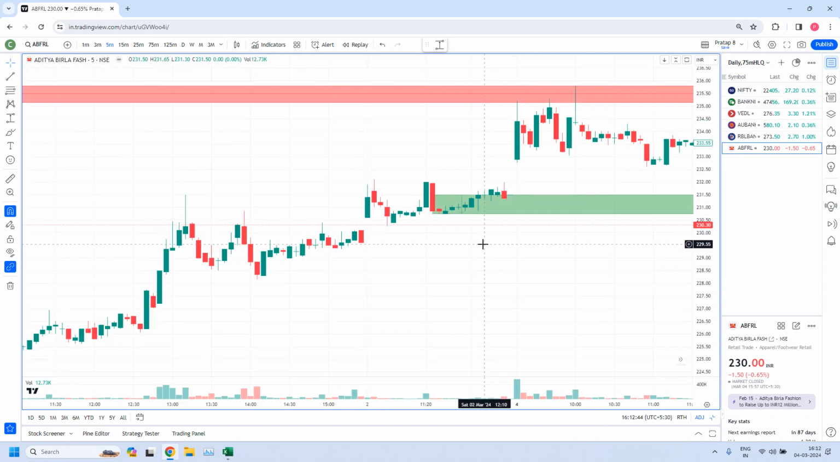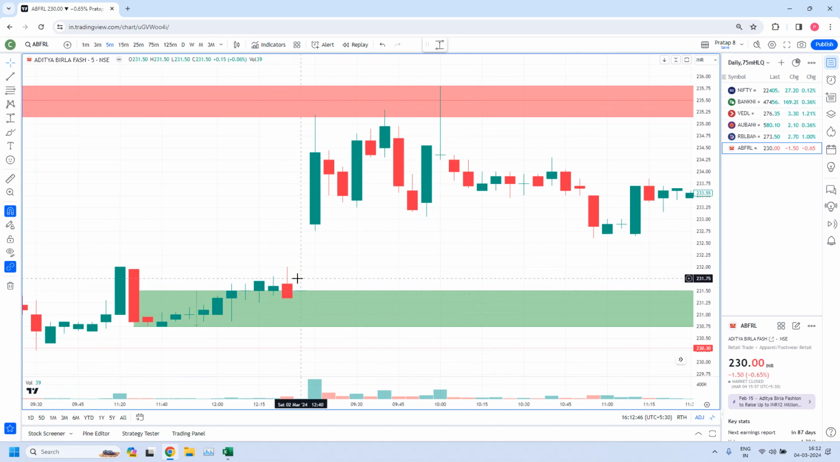This is the zone. Today prices moved up and gave an entry in this zone. In the first 9:15 minutes candle, you got an entry. Again, you got a second entry. After that, prices went down to some extent, but they didn't reach our target.